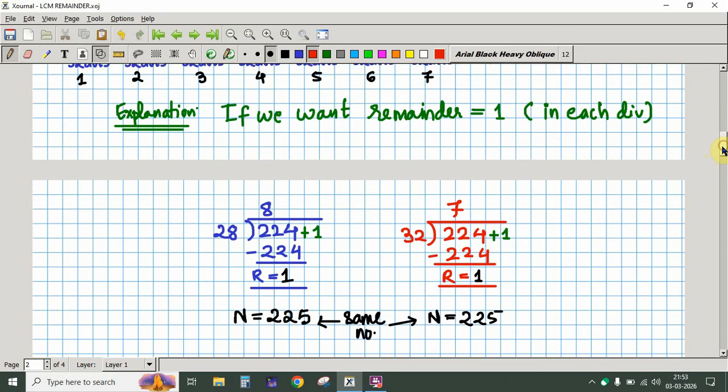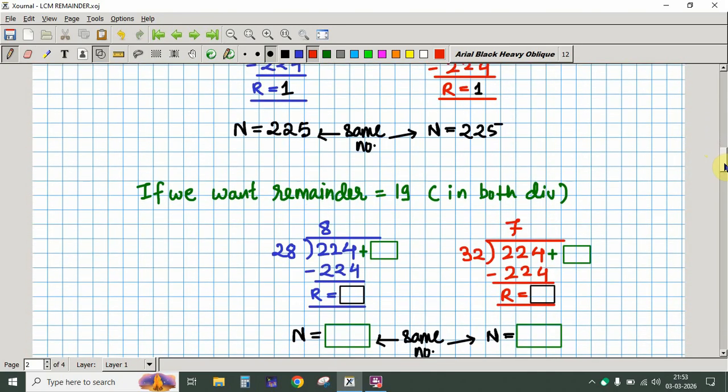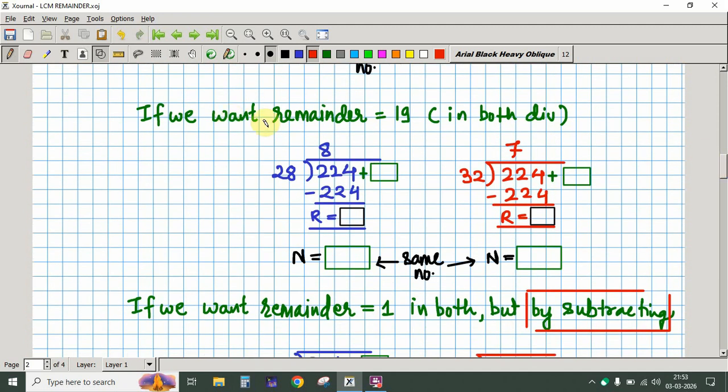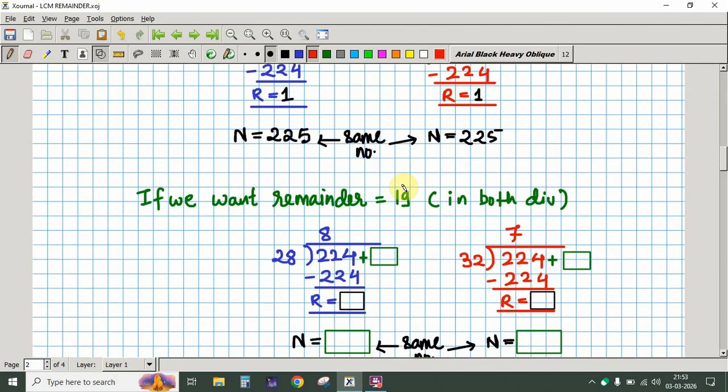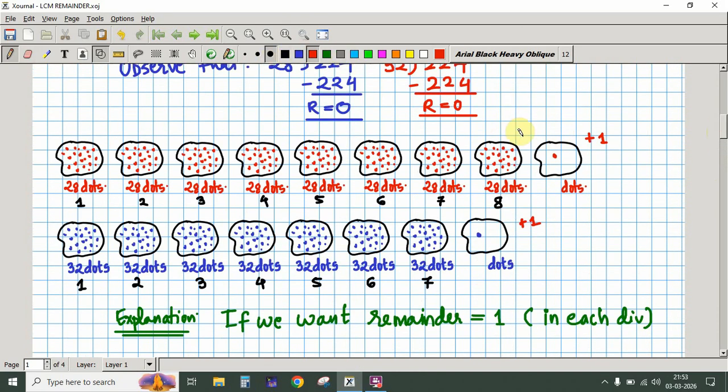So this explains obtaining the remainder by adding extra things, adding 1. Now, one more explanation just to check. If we want remainder 19 in both divisions, by adding extra objects in the blank set, how many do I need to add? I want remainder 19. Going to that diagram, I will be adding 19 extra dots in this and 19 extra dots in this. This is again by addition.